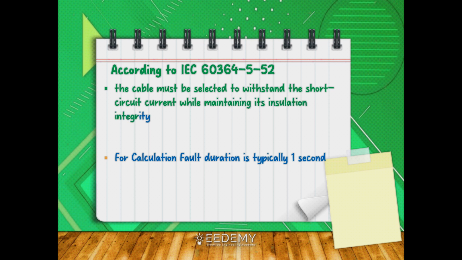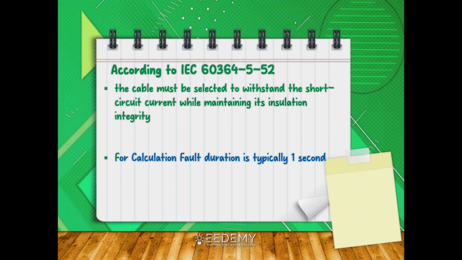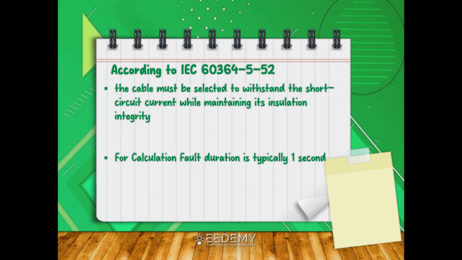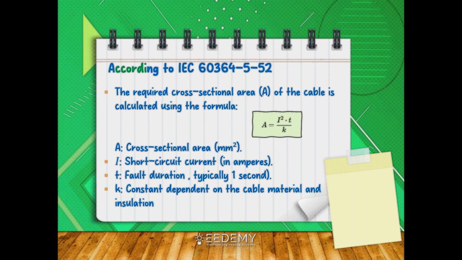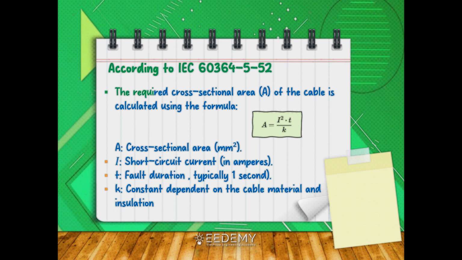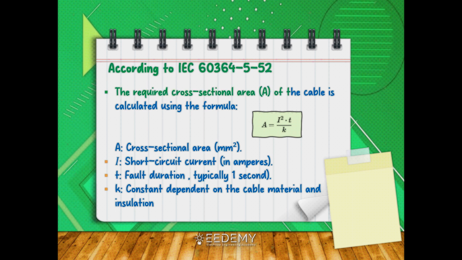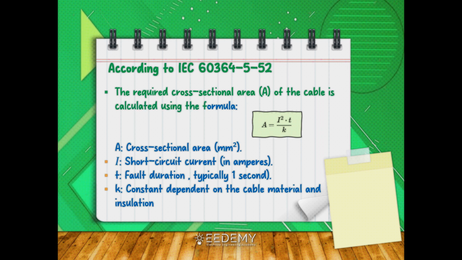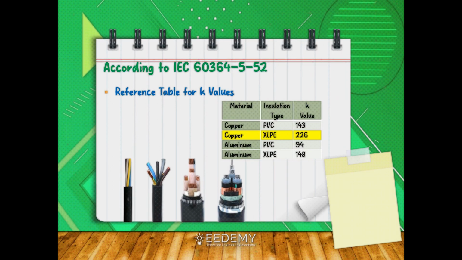Scientific impact. During a short circuit, extremely high currents flow through the system for a short duration, potentially causing excessive heating in the cables. According to IEC 60364 and IEC 60909, the cable must be selected to withstand the short circuit current while maintaining its insulation integrity.